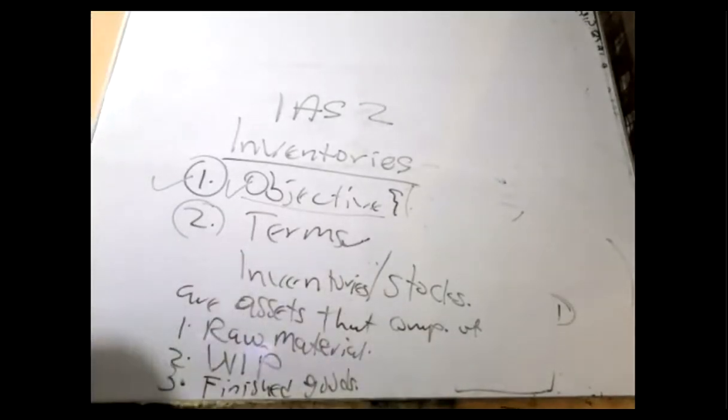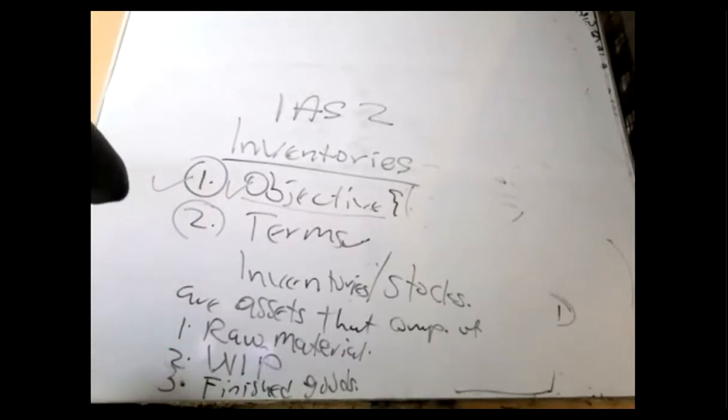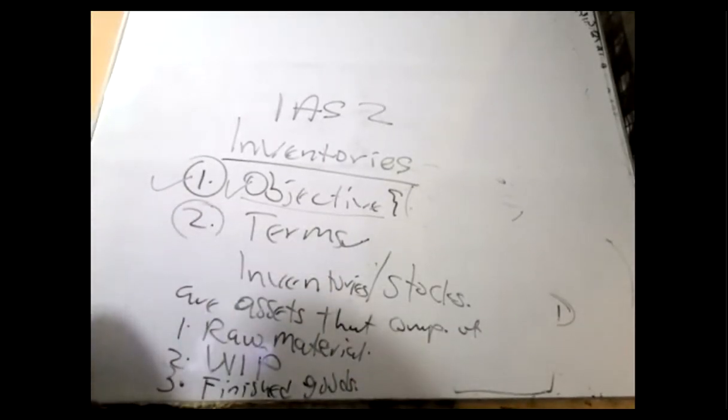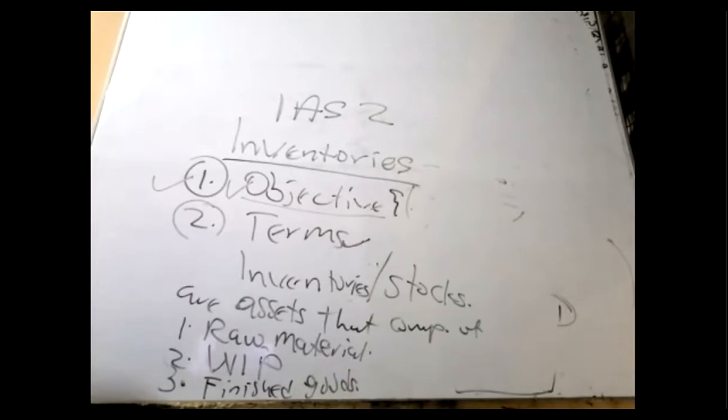Finished goods. Number four, consumables or production supply or component. That's number four. Consumables or production supply. These are examples of inventory, basically.